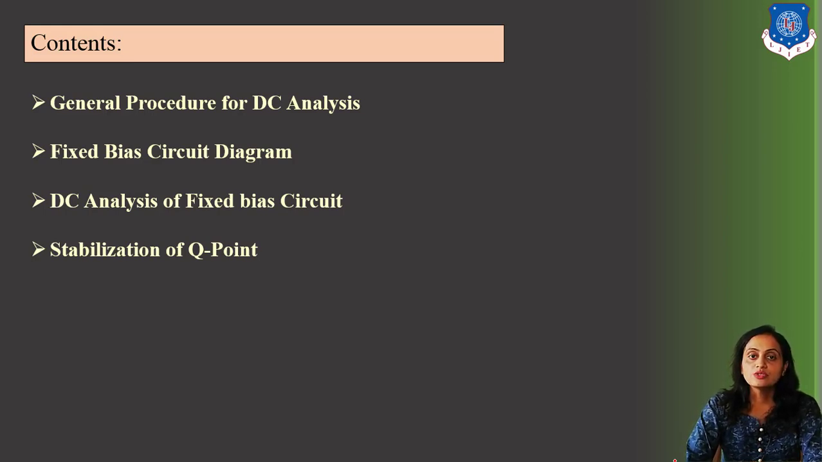First we will see the general procedure to do any DC analysis. If we have any circuit which contains a transistor and we have applied an external DC source, and we want to analyze it, then what are the fixed steps of this analysis? Then we will see the fixed bias circuit diagram, and for the fixed bias circuit we will do the DC analysis and calculate the base current, collector current and collector to emitter voltage. At last we will see how much stabilization of Q point is achieved by this fixed bias circuit. So let us begin.